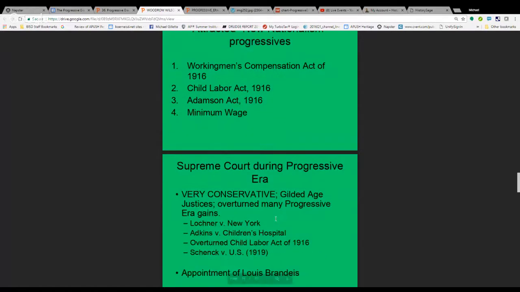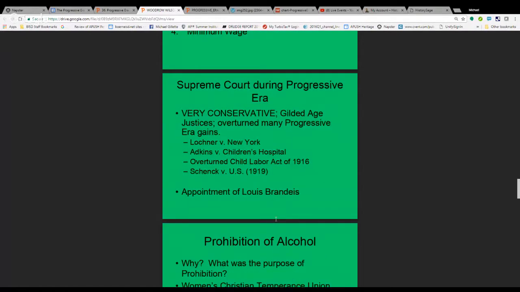Now, during the Progressive Era, the Supreme Court was still very conservative. The Supreme Court was full of Gilded Age judges, which sought to overturn many Progressive era gains. And Wilson does leave his impact on the court by appointing a progressive thinker by the name of Louis Brandeis as a justice on the Supreme Court.